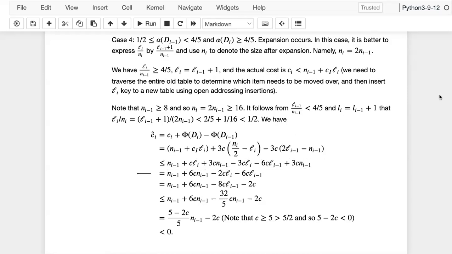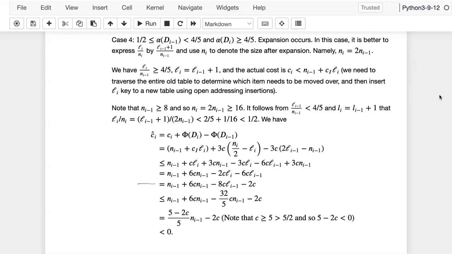Okay, so we're going to write L sub i, which is L sub i minus 1 plus 1. So we get negative 2C, and this becomes negative 2C. Okay, so this negative 2C will be merged, which is negative 6C, and we got negative 8C times L sub i minus 1. Then we got a negative 2C here. So that's what we get here.